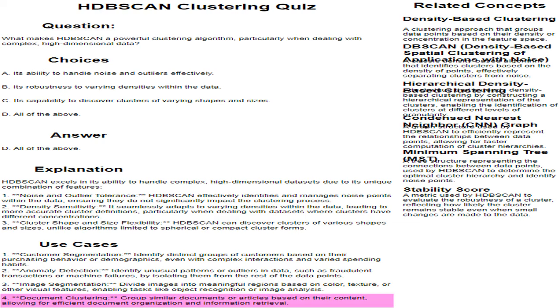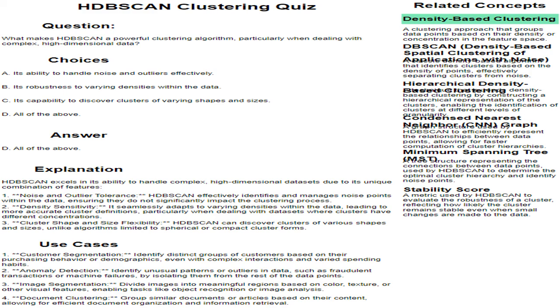Document clustering groups similar documents or articles based on their content, allowing for efficient document organization and information retrieval. HDBSCAN can group similar documents together based on their content, enabling more efficient document organization and retrieval. For example, a research library could use HDBSCAN to cluster research papers based on their topics and keywords, making it easier for users to find relevant articles. This approach is particularly useful for large collections of documents where manual categorization is impractical.